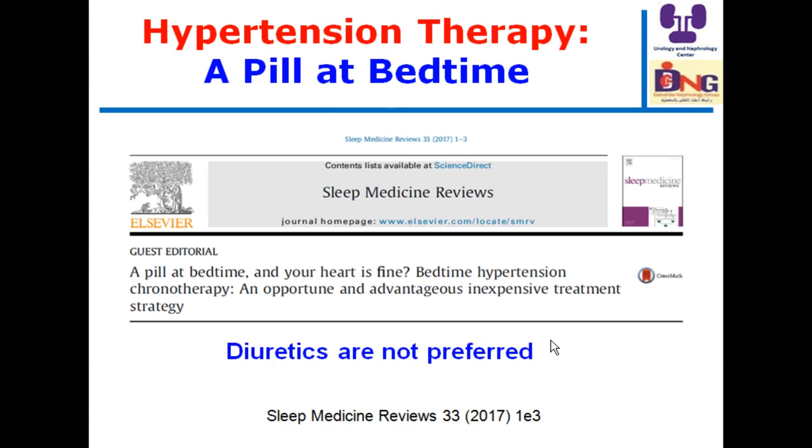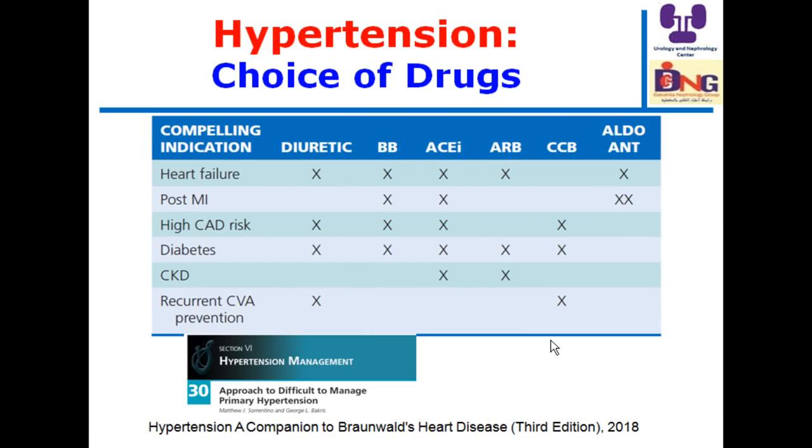If we go together to the compelling indications: if you have heart failure, the best drugs are diuretics, beta blockers, ACE inhibitors, ARBs, aldosterone antagonists. Post-myocardial infarction, beta blockers, ACE inhibitors, aldosterone antagonists. High coronary disease risk, diuretics, beta blockers, ACE inhibitors, calcium channel blockers. Diabetes, diuretics, beta blockers, ACE inhibitors, ARBs, calcium channel blockers. CKD, ACE inhibitor or ARBs. Recurrent CVA, diuretics, ACE inhibitors. So according to the patient situation, we may select the proper drug.